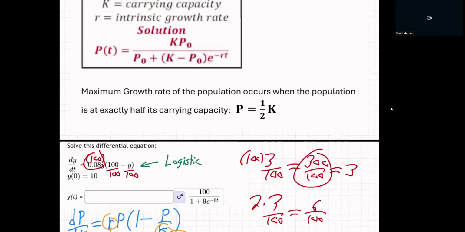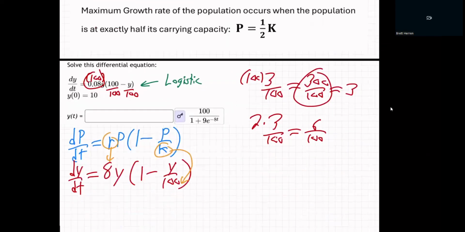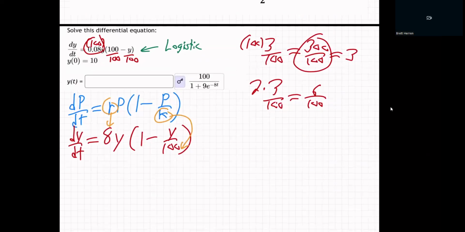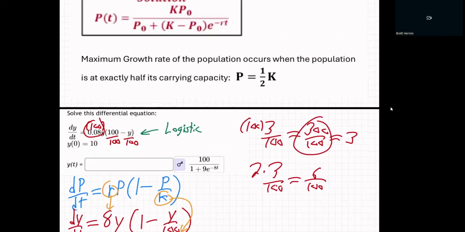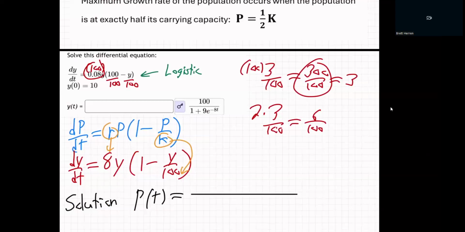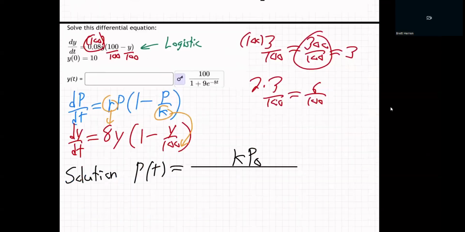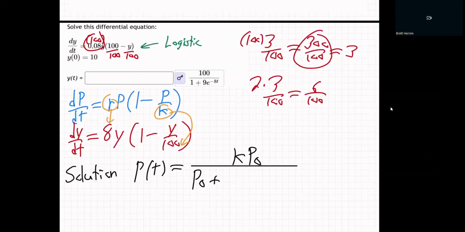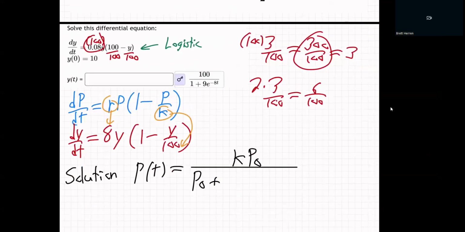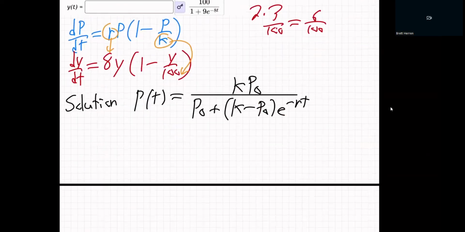Okay, and I can take the solution, which they have right there. So that's what I'm going to write. So here we go. So the solution is P of t equals K P0 over P0 plus K minus P0 times e to the minus rt. All right, so that's our solution.